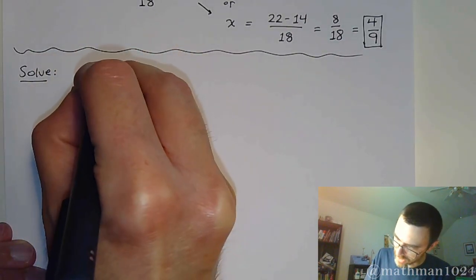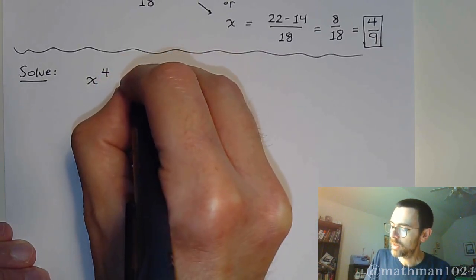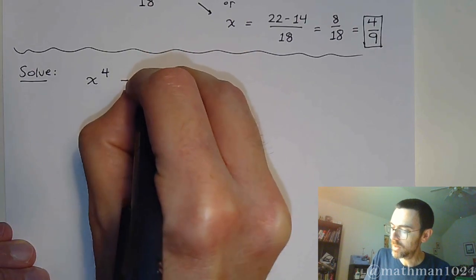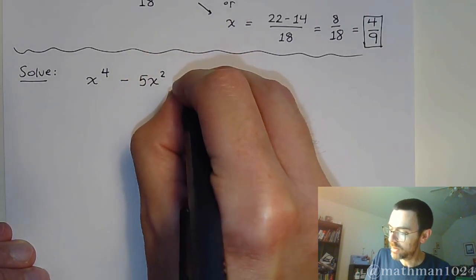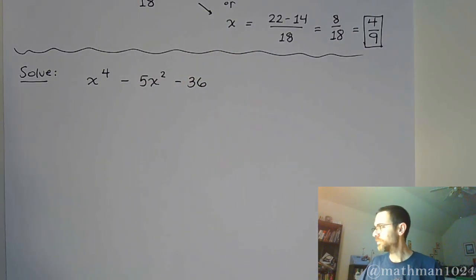All right, let's look at x to the fourth minus 5x squared minus 36. All right, so this is a trinomial. You see, you've got two terms with x's in them, so it's not a square root property problem. Let's try to factor this.